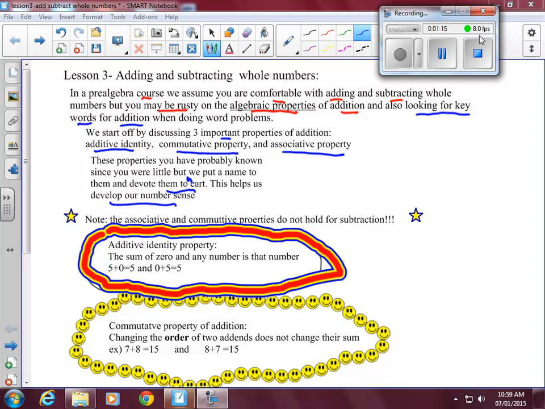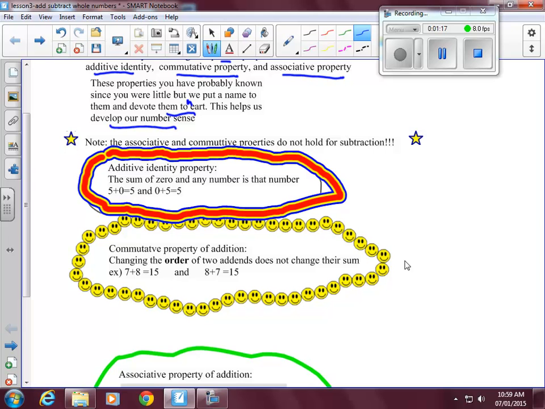It starts to tell you what's legal, like can I subtract 2 numbers in any order and get the same answer? Is 7 minus 3 the same thing as 3 minus 7? No, it's not. So we're going to find out what's legal here pretty soon.